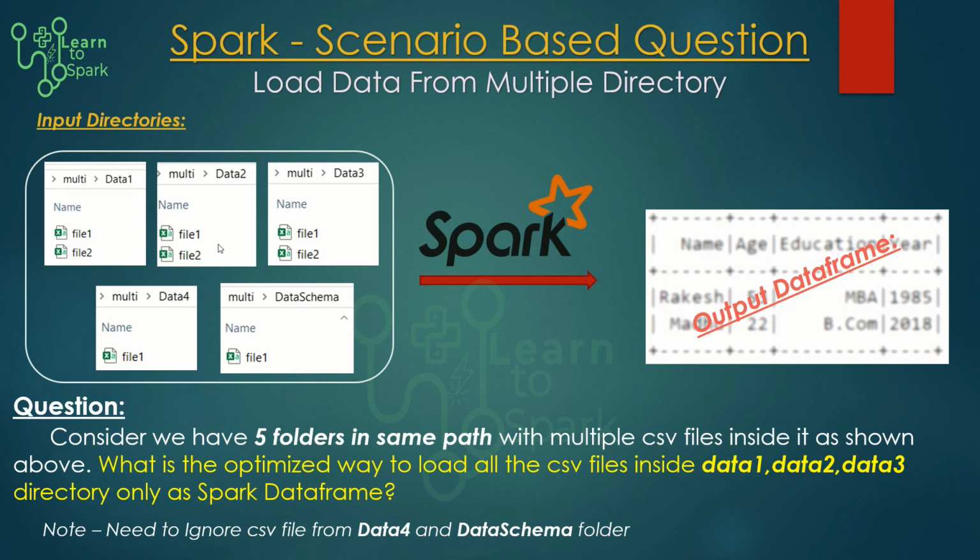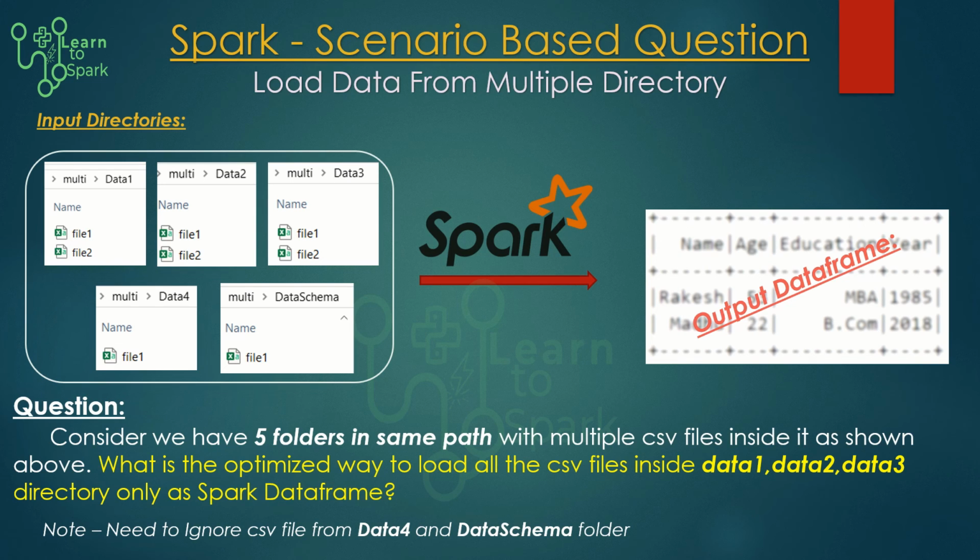We have an input directory inside which we have 5 folders named data1, data2, data3, data4 and data schema. And inside each folder, we have multiple CSV files. You can see file1, file2, and here inside data schema and data4 we have file1 alone. So we have multiple CSV files inside multiple folders.